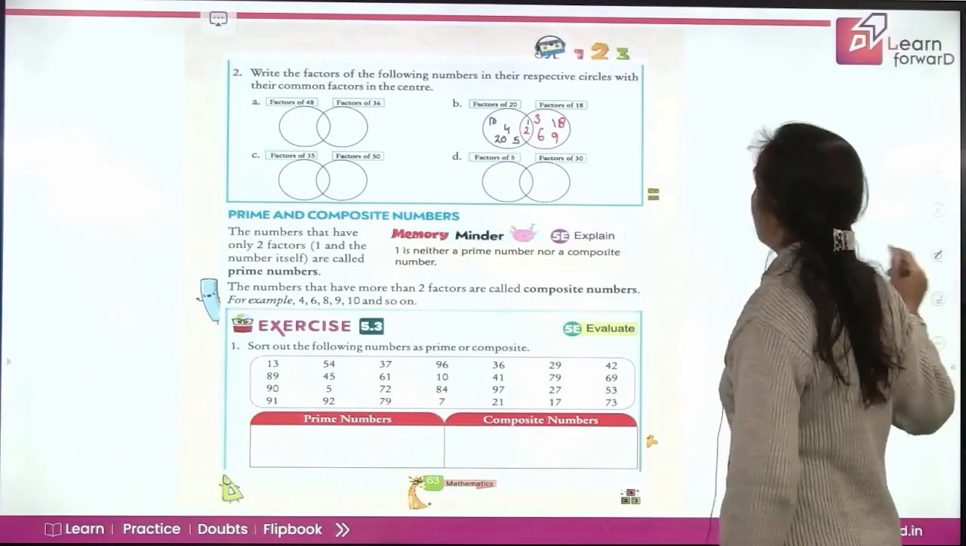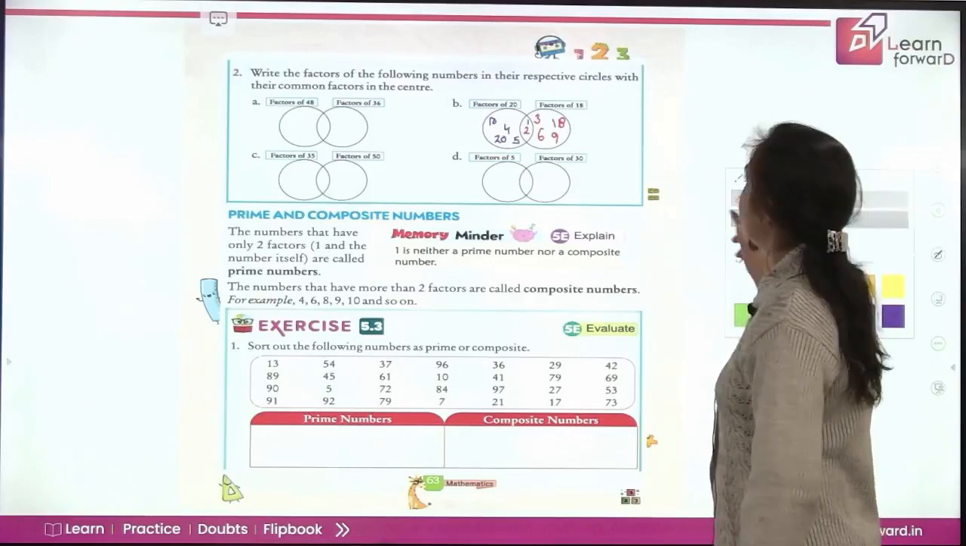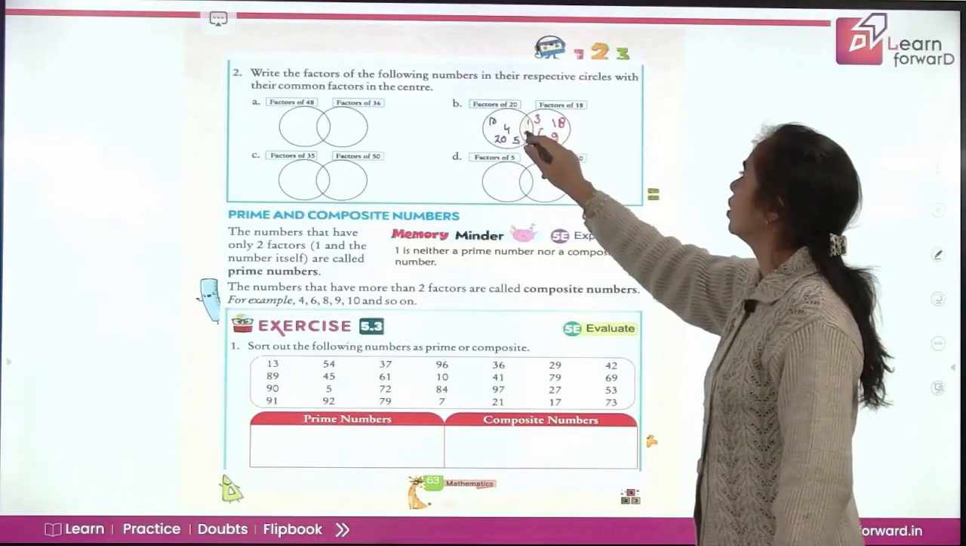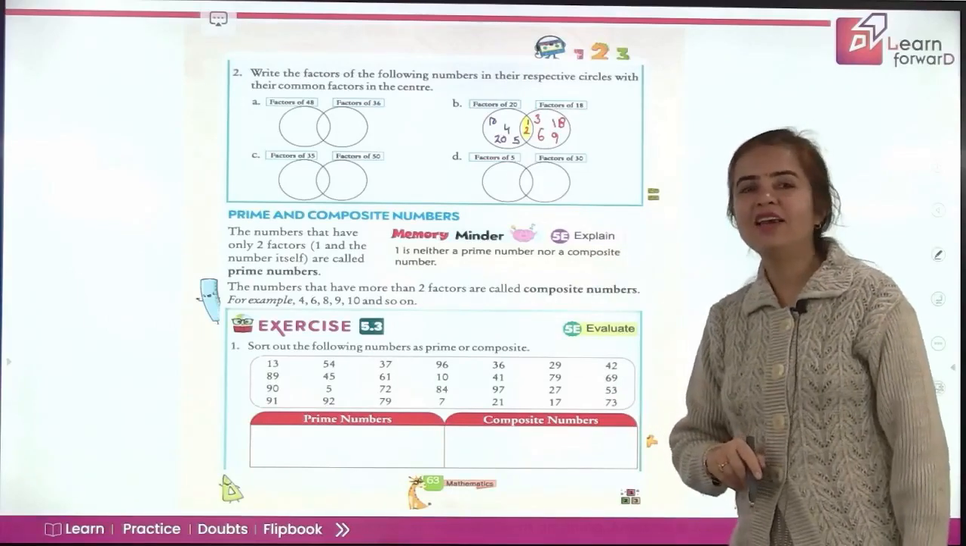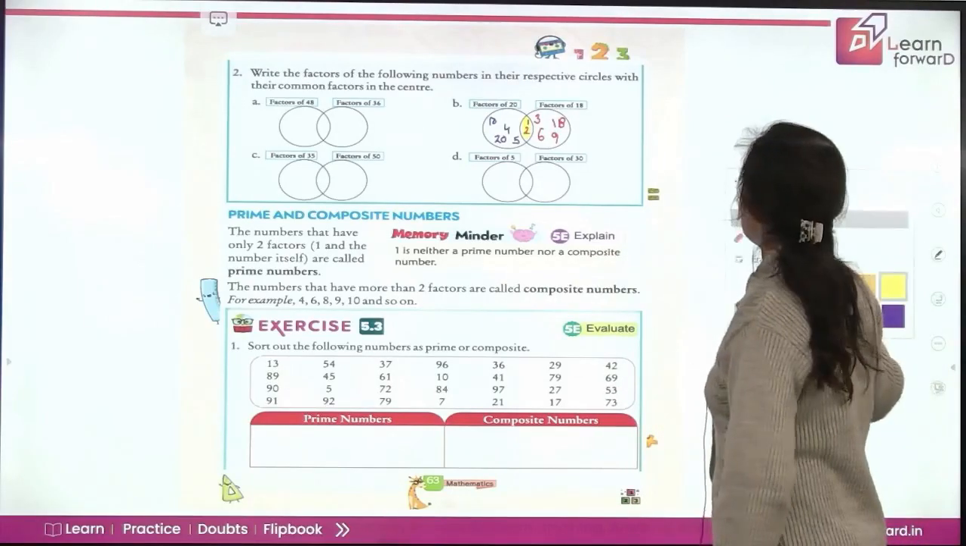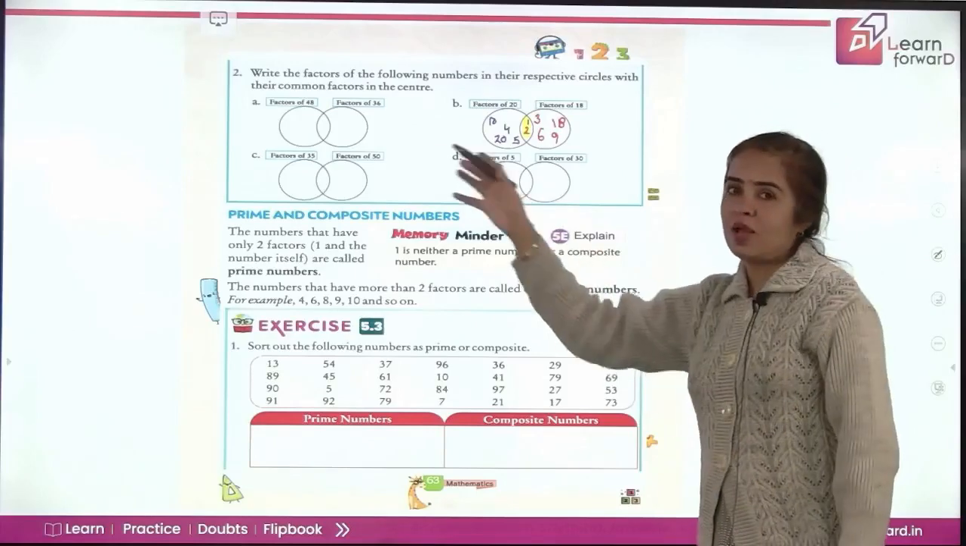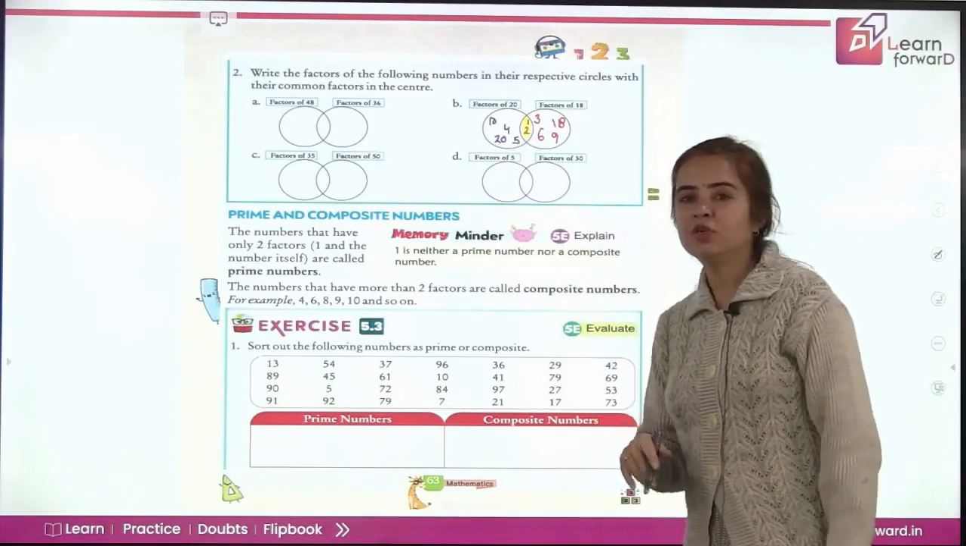So what are the common factors of 20 and 18? These are the common factors of 20 and 18. 1 and 2. That's it. So I'm sure the rest 3 you can do yourselves.